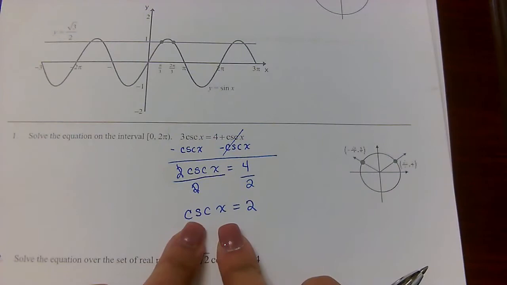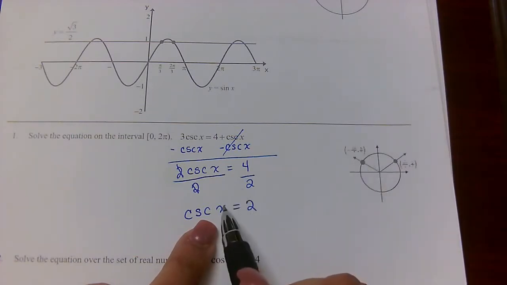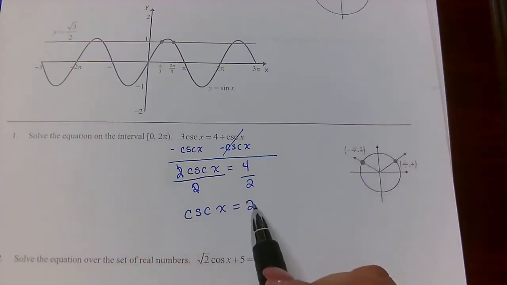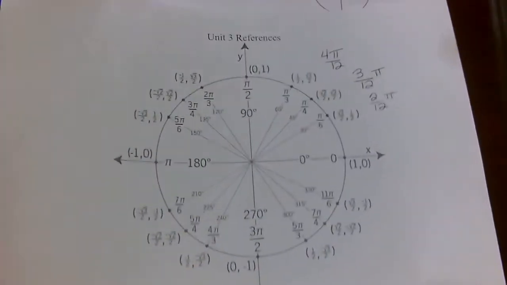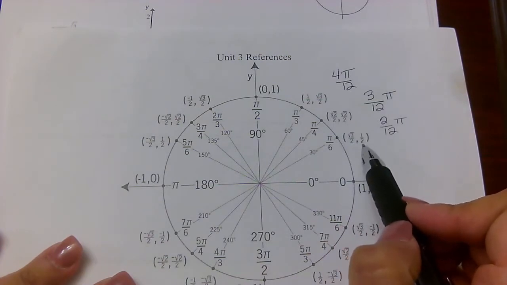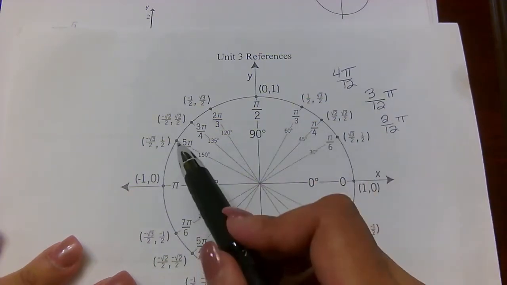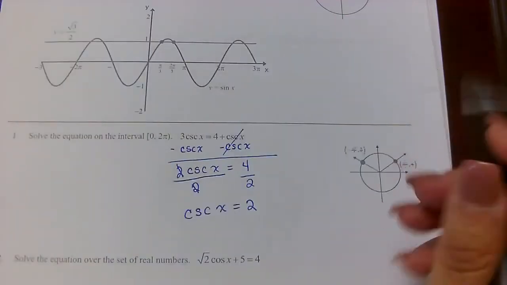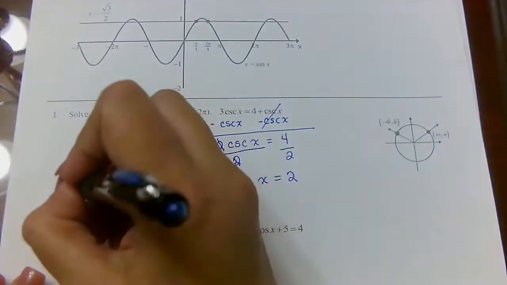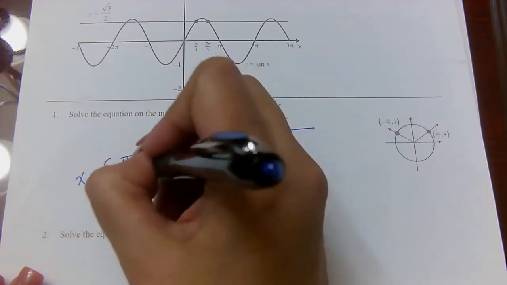Now, remember cosecant is the reciprocal of sine. Sine is positive in quadrant 1 and in quadrant 2. So we're going to look for the value where cosecant is equal to 2. If I go to my unit circle, all I'm going to do is look at my sine, and I'm going to be able to flip it. So if I flip this one here, I get 2, which means one of my solutions is pi over 6, and the other one would be 5 pi over 6. Okay, so we're going to have x is equal to pi over 6 and 5 pi over 6.